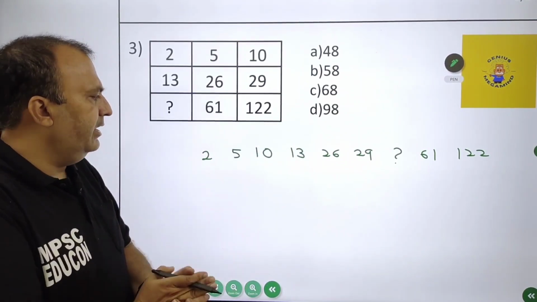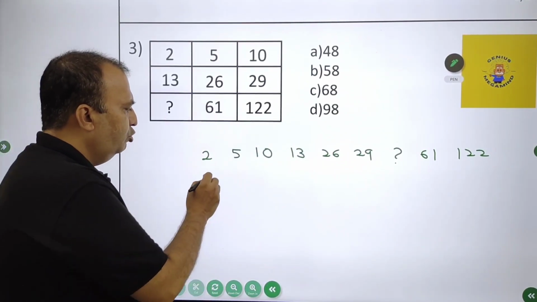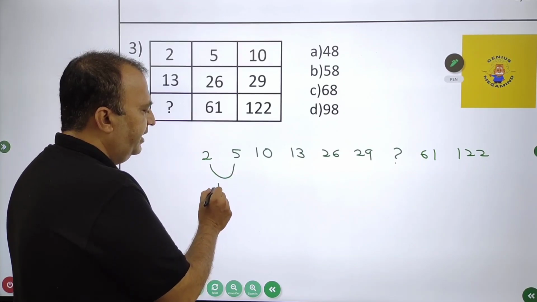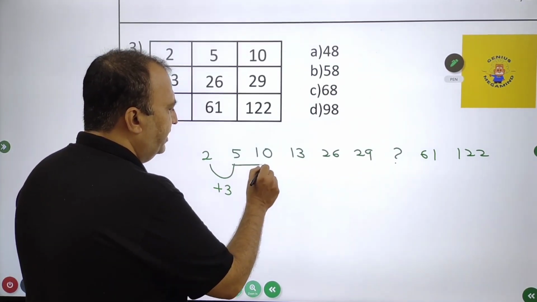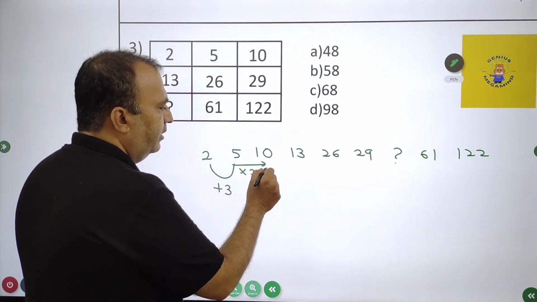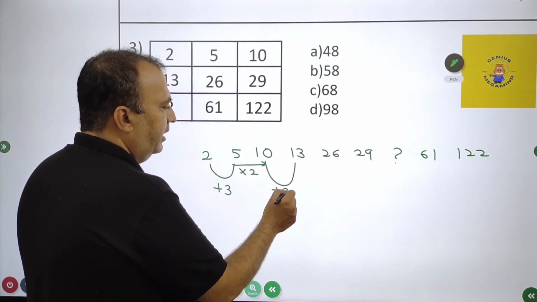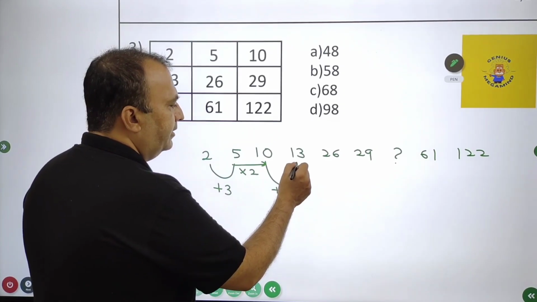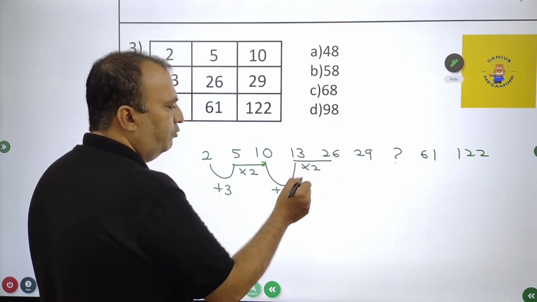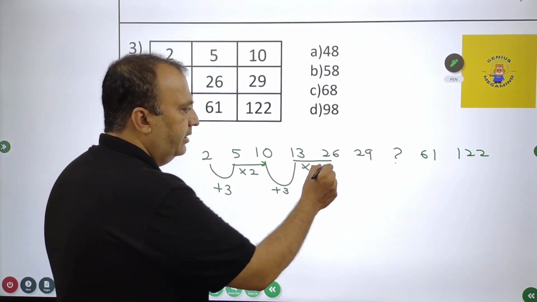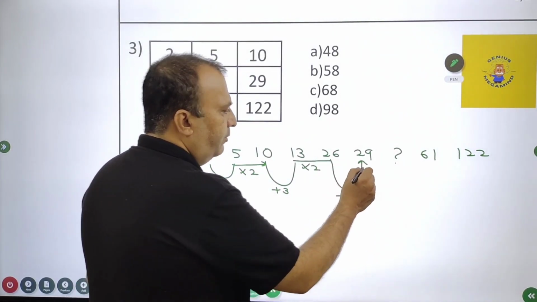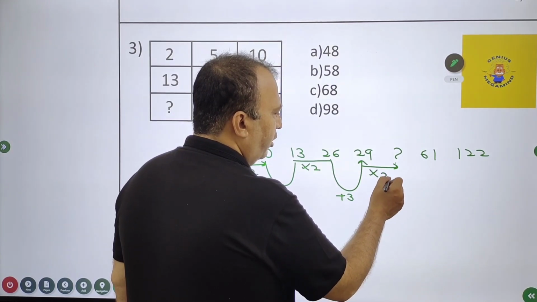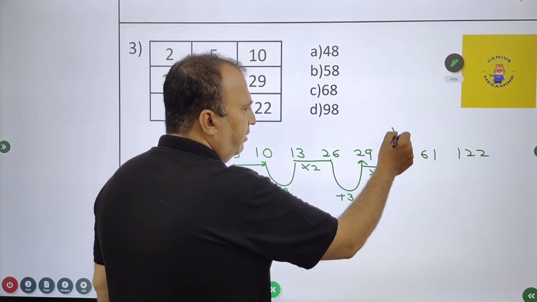Now again, observing things, what do I find over here? Here I am finding a difference of 3. So 2 plus 3 is 5, and 5's double, my friend, is 10. So 10 plus 3 will be 13. And 13's double, my friend, is 26. Again the difference comes out to be 3, right? So double of 29, my friends, will be 58.